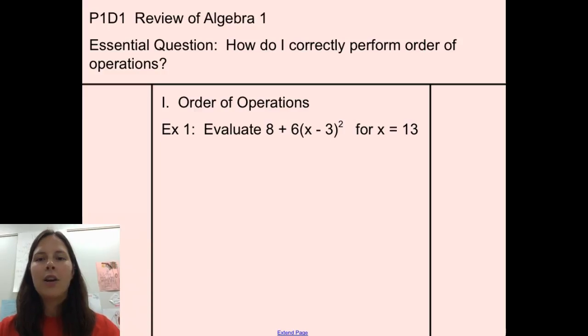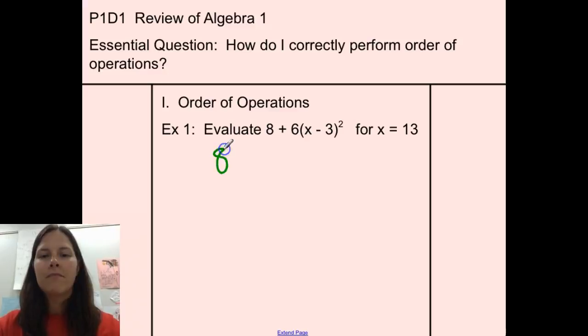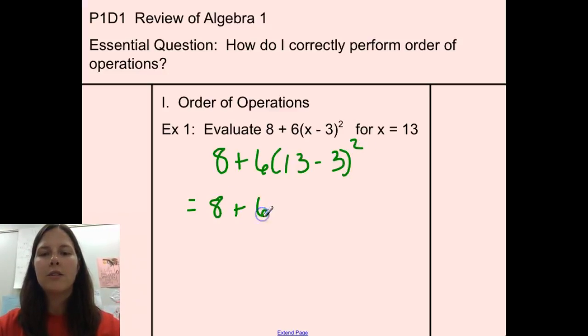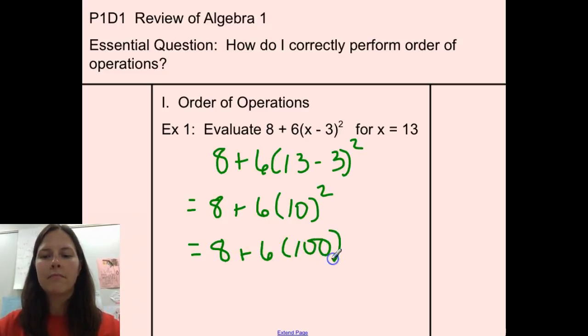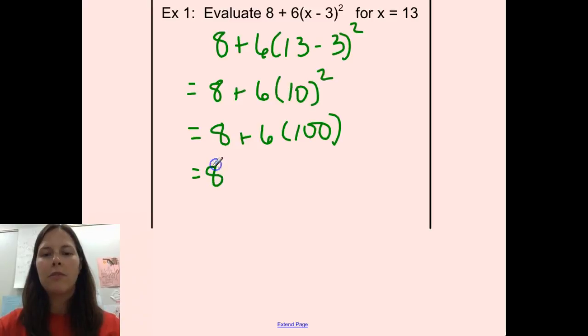We're going to start off with our first example, substituting a value for x and then evaluating our expression. So we replace our x with 13 and then follow order of operations. We have grouping symbols inside the parentheses, so we'll subtract the 13 and the 3. Next we have exponents, so we'll raise that 10 to the second power. Multiplication comes before addition. And finally, 8 plus 600.